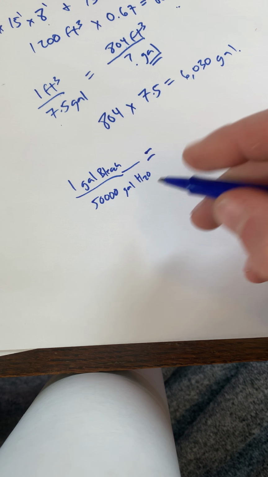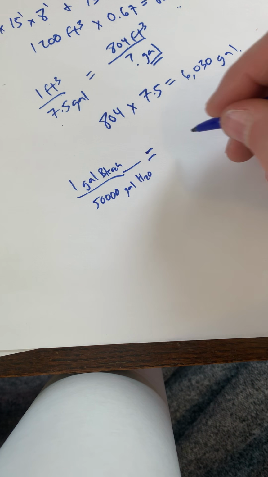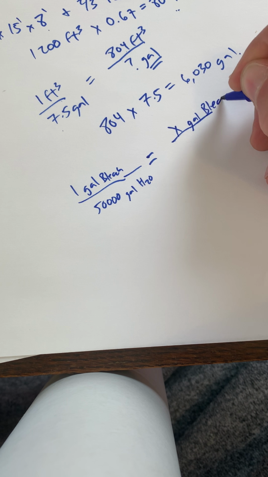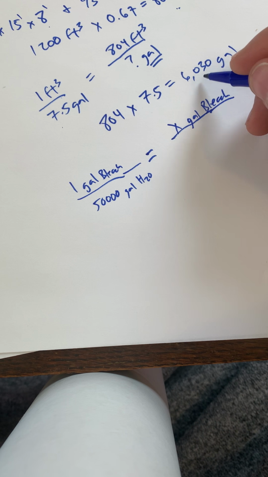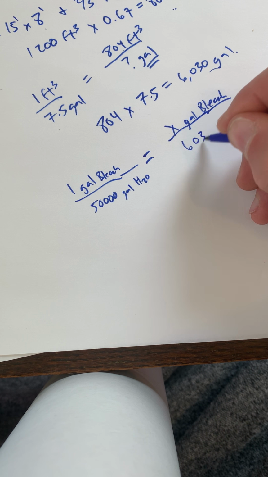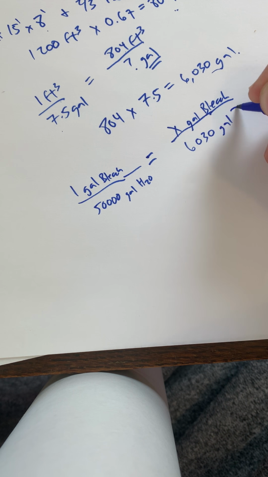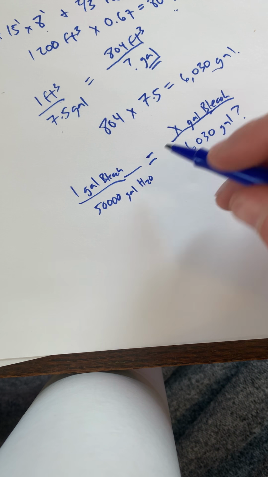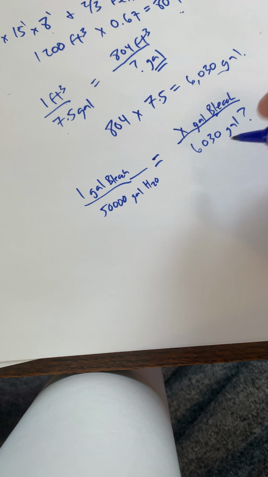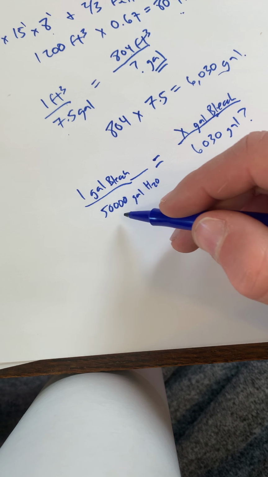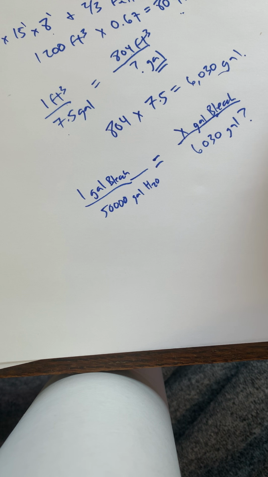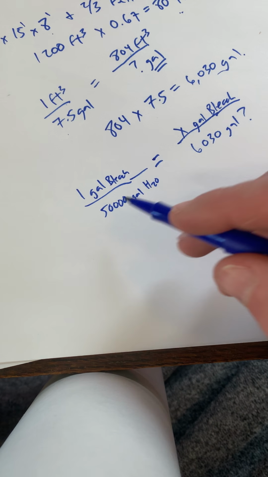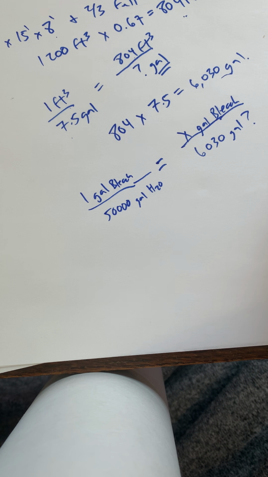Now we know that 1 gallon of bleach treats 50,000 gallons of water. And if 1 gallon of bleach treats 50,000 gallons of water, how many gallons of bleach are needed to treat 6,030 gallons of water? So that's our question. So how do we solve for this? You don't even have to solve. I mean, if 1 goes in the 50,000, then how many goes in the 6,000? So it's a lot less, about 10%.